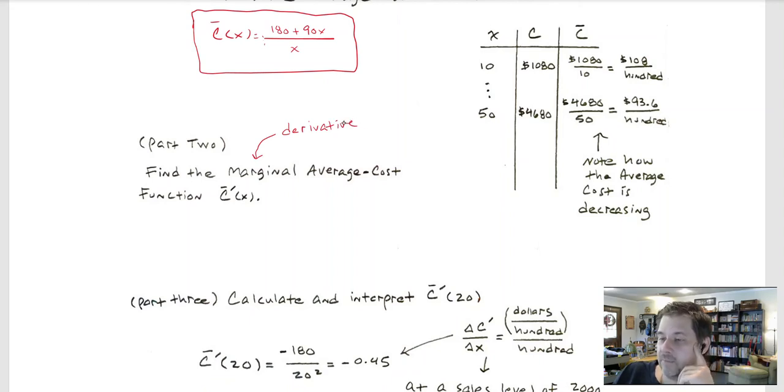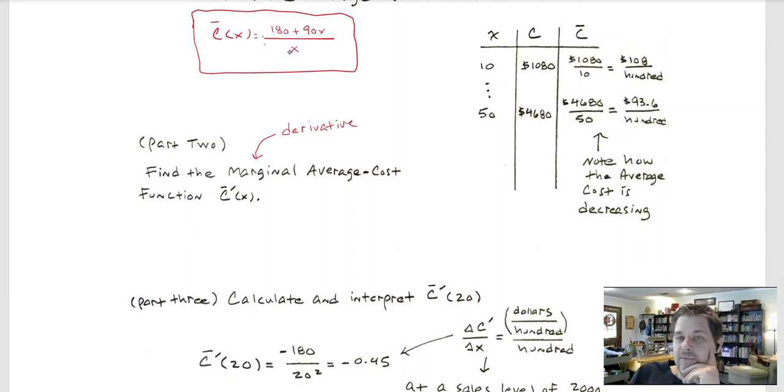So if we have cost, the marginal cost would be the derivative of the cost function. If we have revenue, the marginal revenue would be the derivative of the revenue function. You get the idea? If we have profit, the marginal profit will be the derivative of the profit function. Okay, so the marginal average cost would be the derivative of the average cost function, C bar prime. The prime indicates derivative.